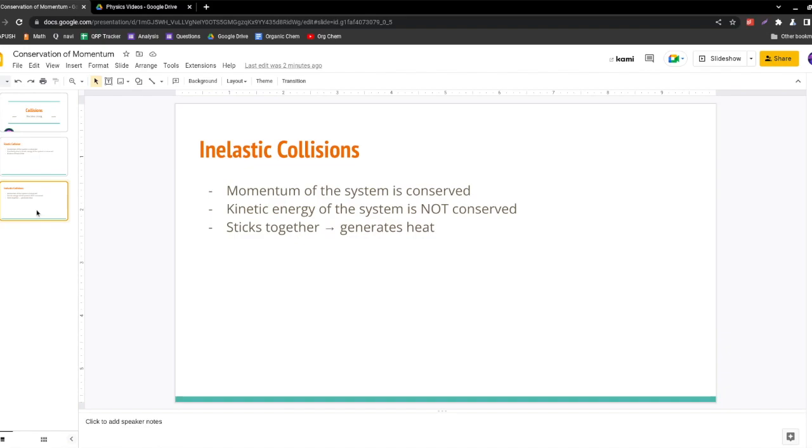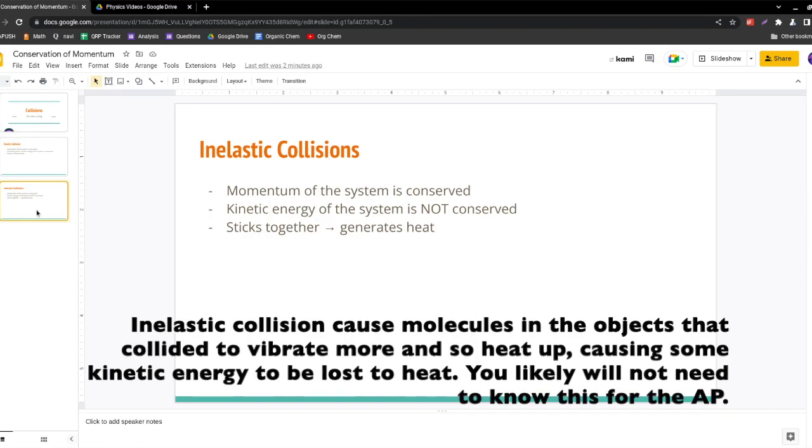And then we have an inelastic collision. Again, momentum of the system is conserved because of the law of conservation of momentum. And the kinetic energy of the system is not going to be conserved because in an inelastic collision, they're going to stick together, which generates heat. And I do not know why it generates heat, but it does. Okay, maybe Cass will explain that to you guys.